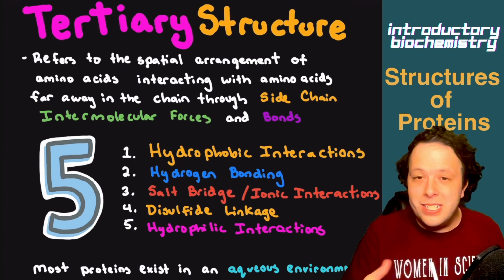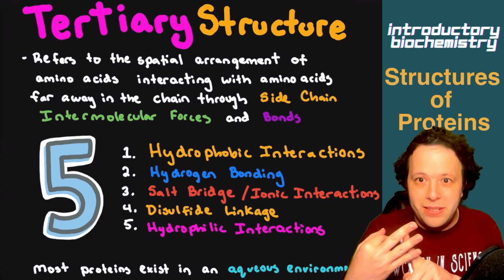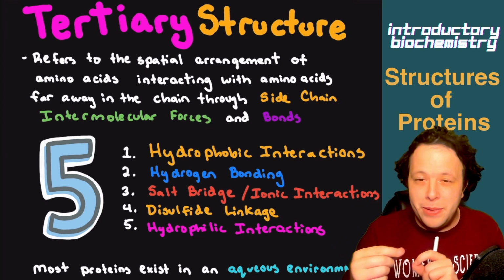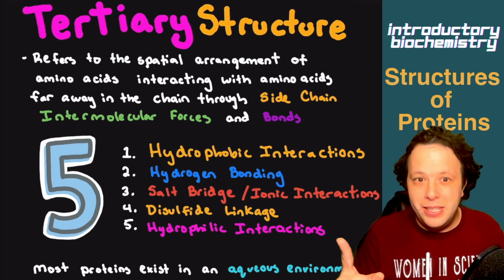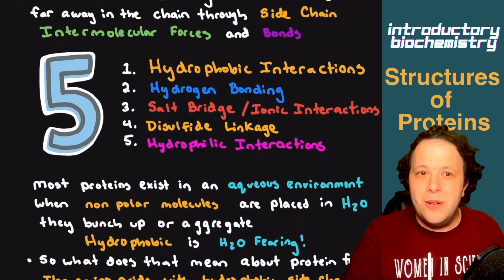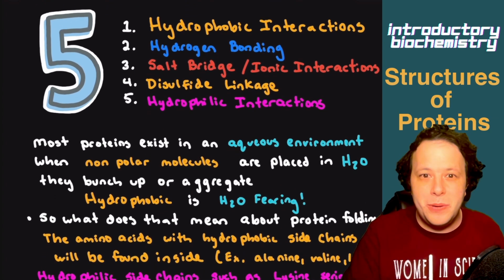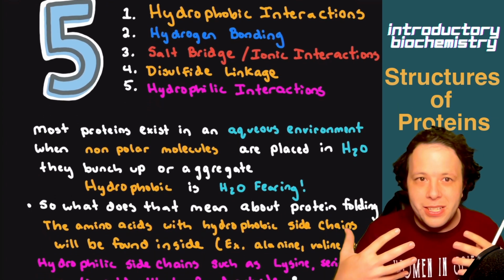Hydrogen bonding, right? So if you remember, it has to be an oxygen, nitrogen, or a fluorine attached to a hydrogen. And then salt bridges. So we'll talk about what that means. A disulfide linkage and a hydrophilic interaction. So now when we think about these, let's start with the first one, which is hydrophobic, and also feeding into hydrophilic as well.